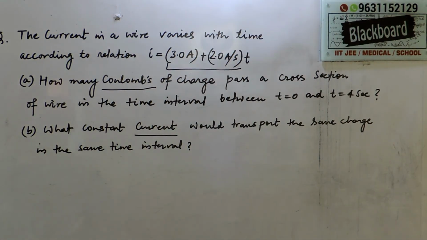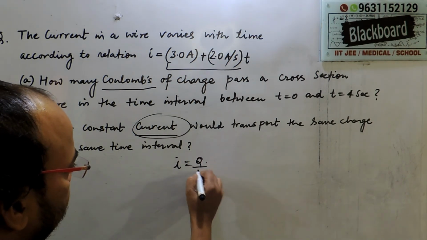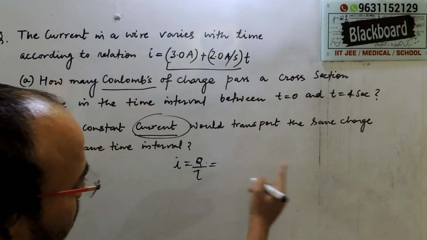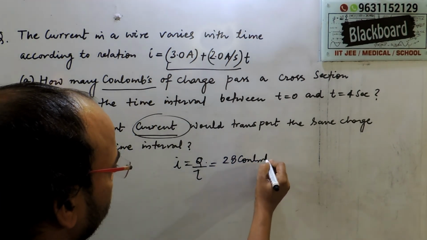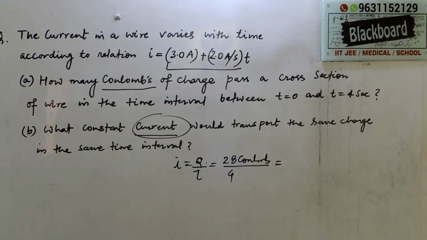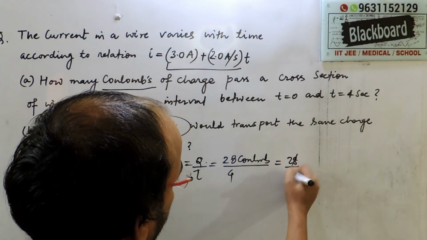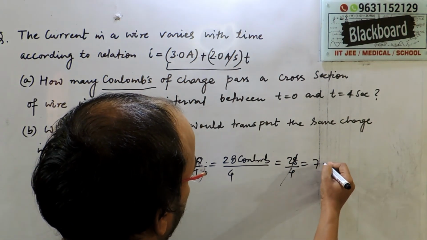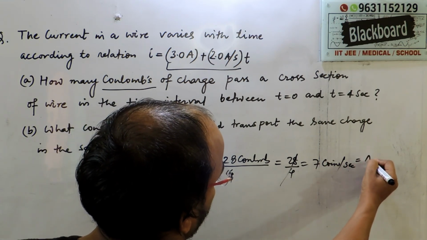In the second part of this question you have to find the current. Here the current is equal to q by t. q we evaluated, q is 28 coulomb and time is 4, that means 28 by 4, that means 7 coulomb per second, or you can say ampere, is the answer.